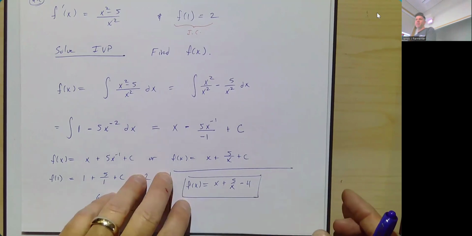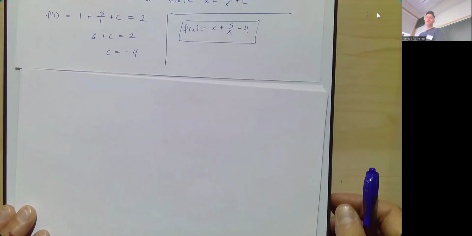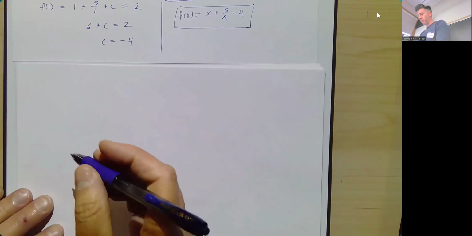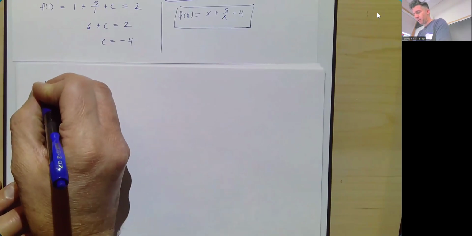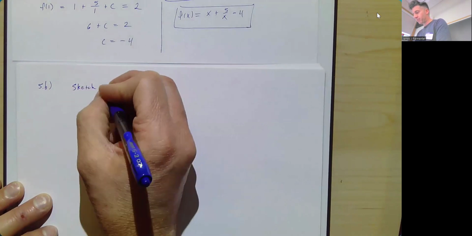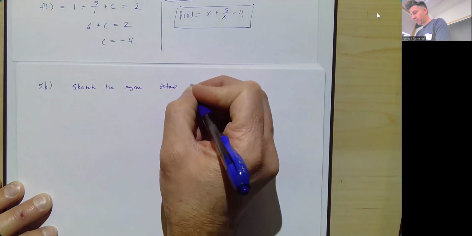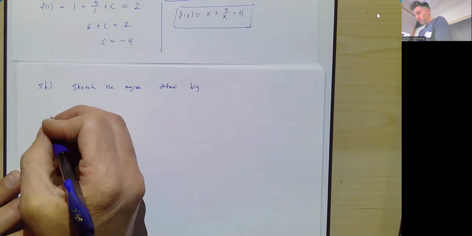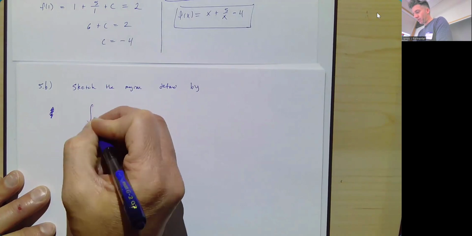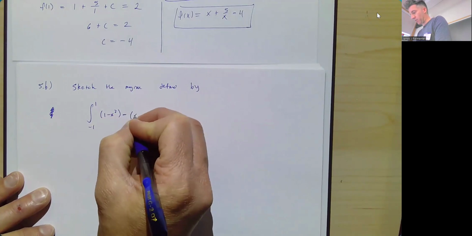Yeah, let's see. I'm gonna look at one of these other ones here real quick. So I will point out there are a couple questions on this practice test that ask you to sketch some things. And I kind of really want to look at 5B for a second. The 5B says to sketch the region defined by the integral, sorry, from -1 to 1 of (1 minus x squared) minus (x squared minus 1).